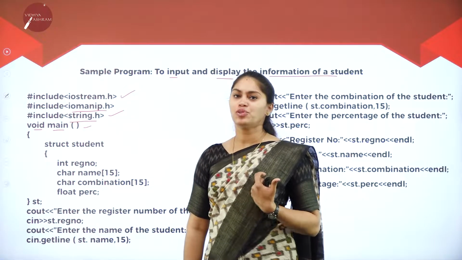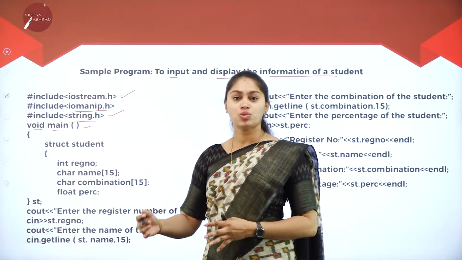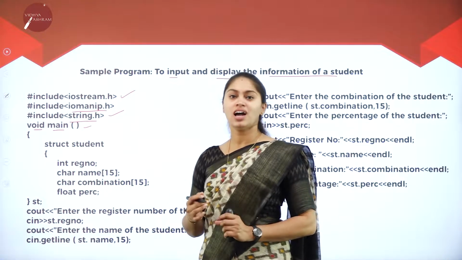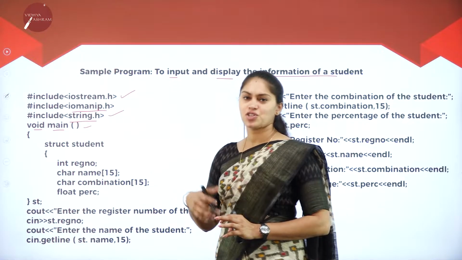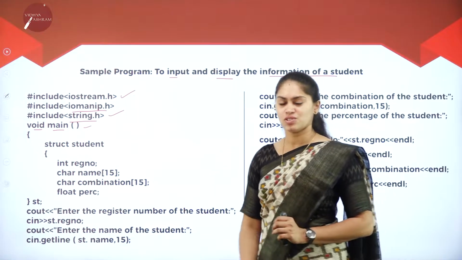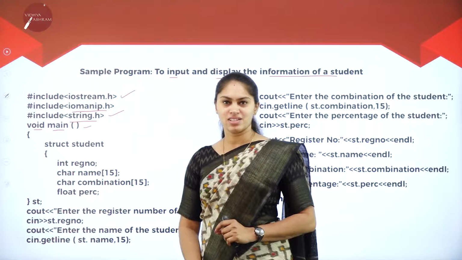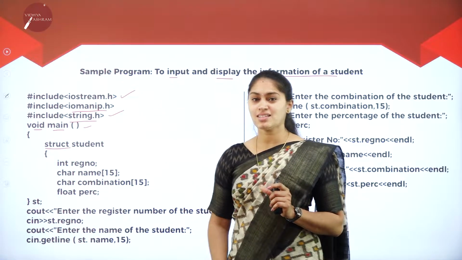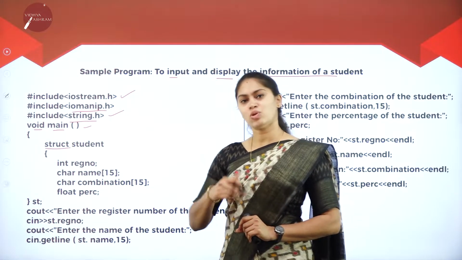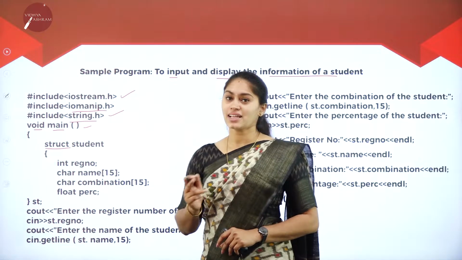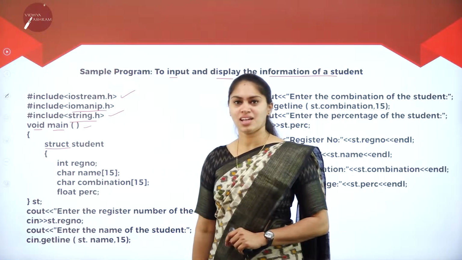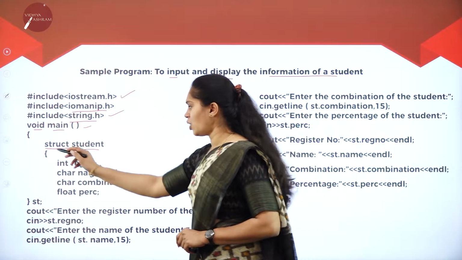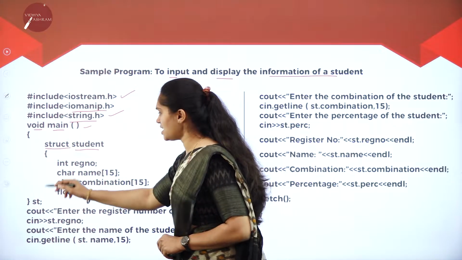Now I have to define the structure of the student information. How are we going to do that? In the previous session we have already learned how to define a structure. So for the student structure, first I have to write the keyword struct, which indicates that we are using a structure. The second one is the tag. Tag is nothing but the name of a structure. The name of the structure that I am taking here is student. Then the opening of a curly brace for this structure.